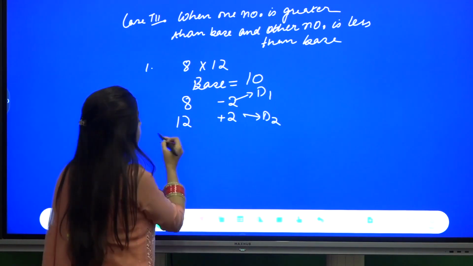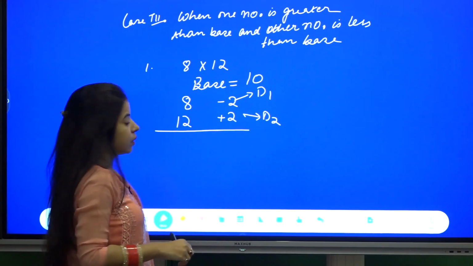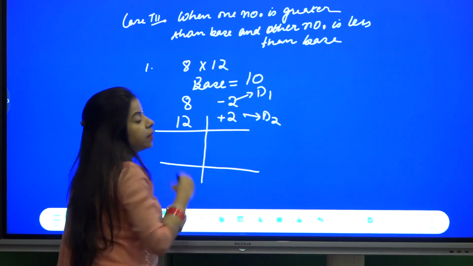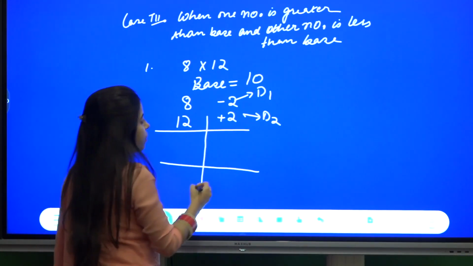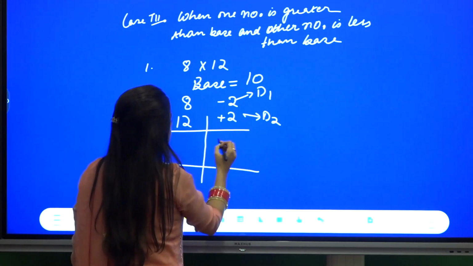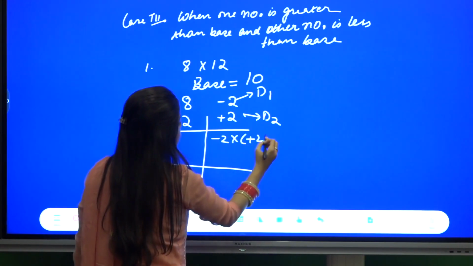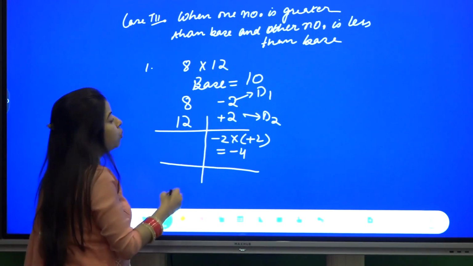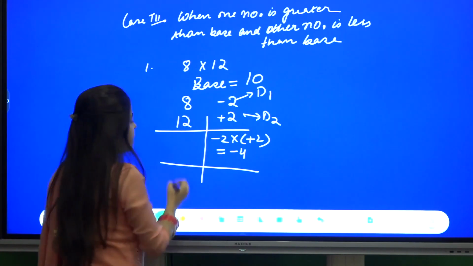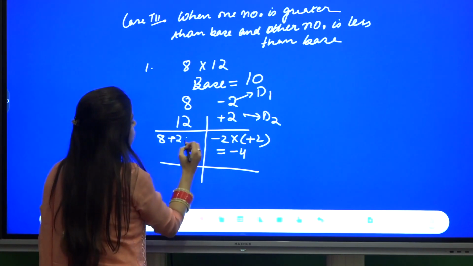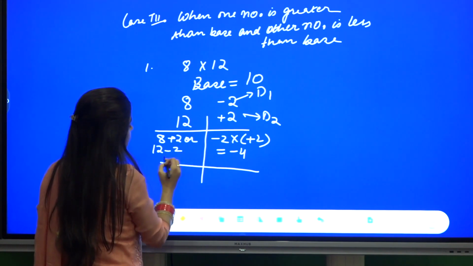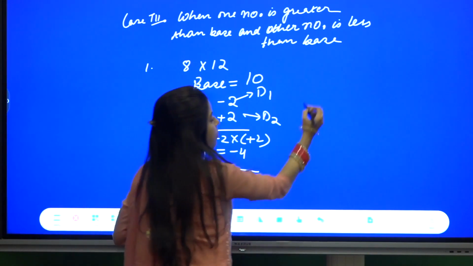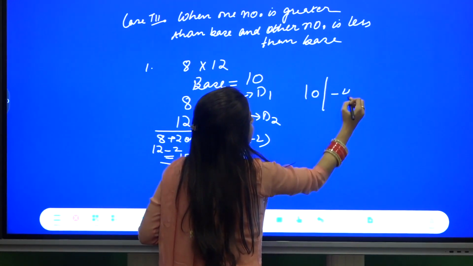So we are going to divide our answer in two parts, left part and right part. The right part is the product of the deviations, that is d1 into d2, which is minus 2 into plus 2, which is minus 4. For the left part, we have to add the numbers crosswise, that is 8 plus 2 or 12 minus 2. The answer is the same, which is 10. So now the answer is coming out to be 10 minus 4.